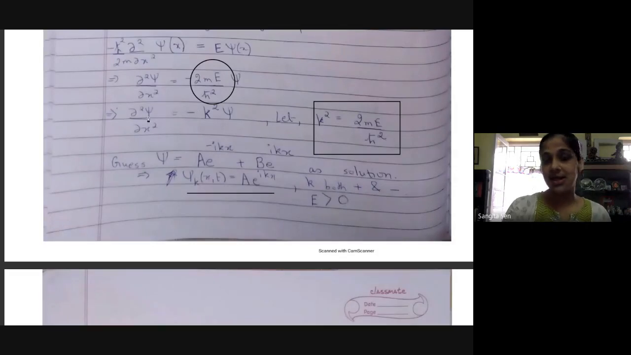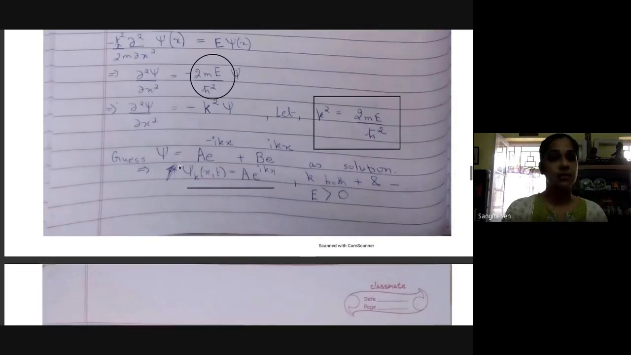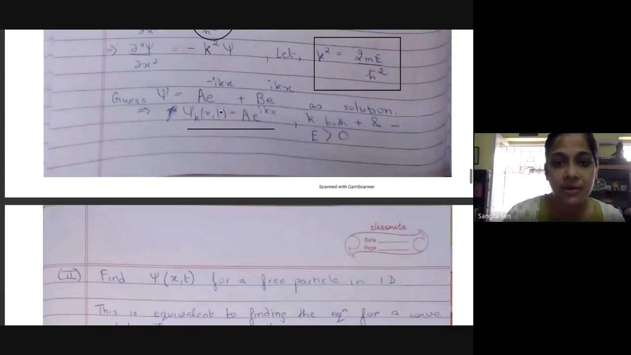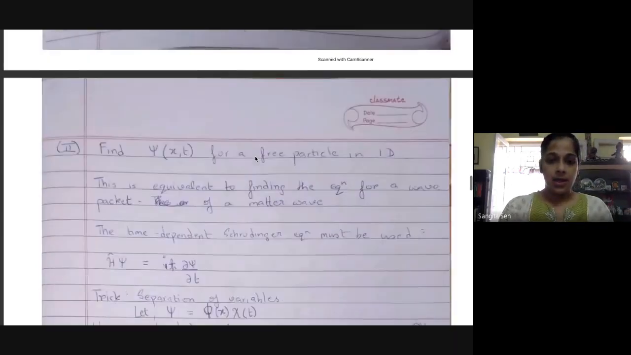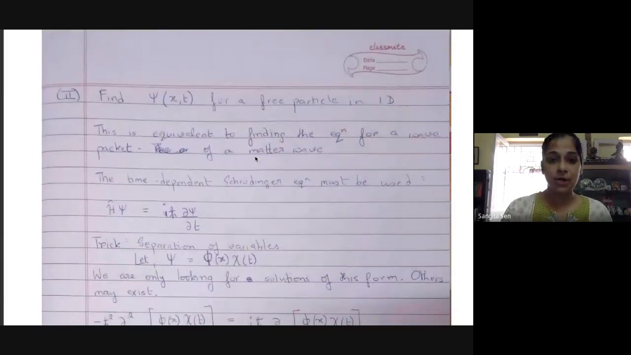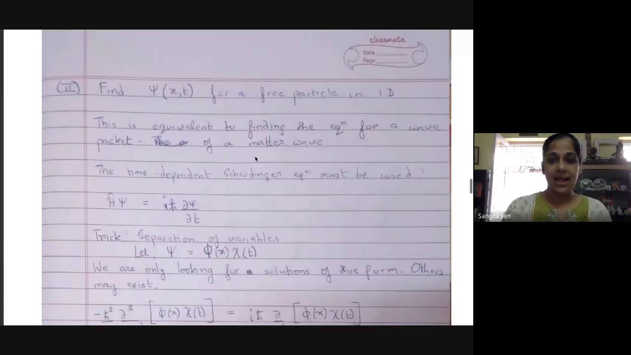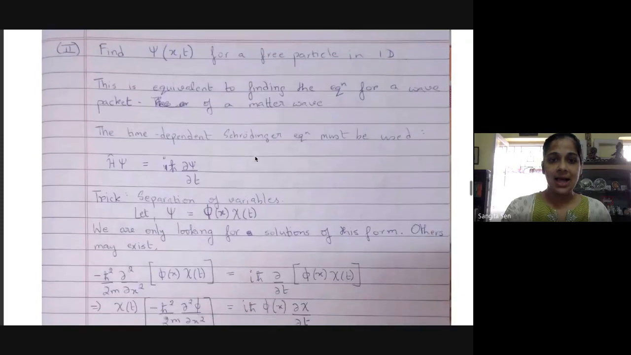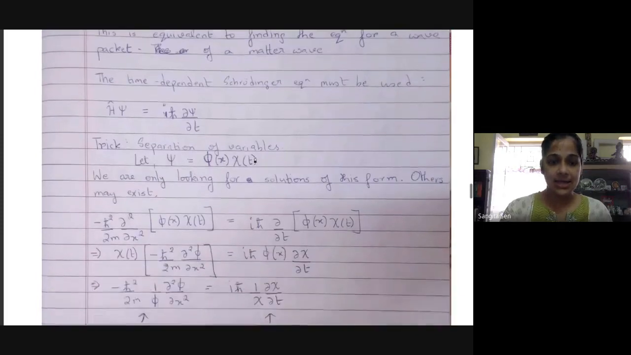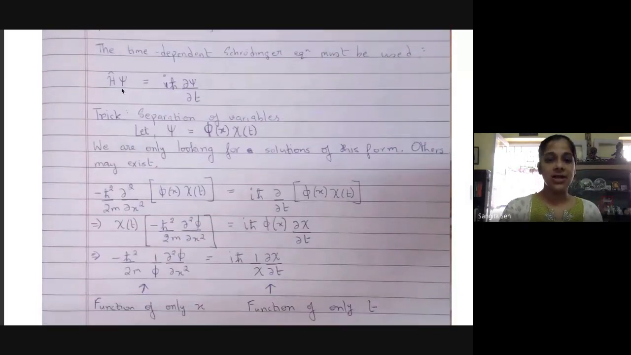So this psi is a function only of x, not of time. Sorry, I have written this, and this will not be there. This is only a function of x. Now we want to find the time part, and to find the time part, we go to the time-dependent Schrodinger equation.